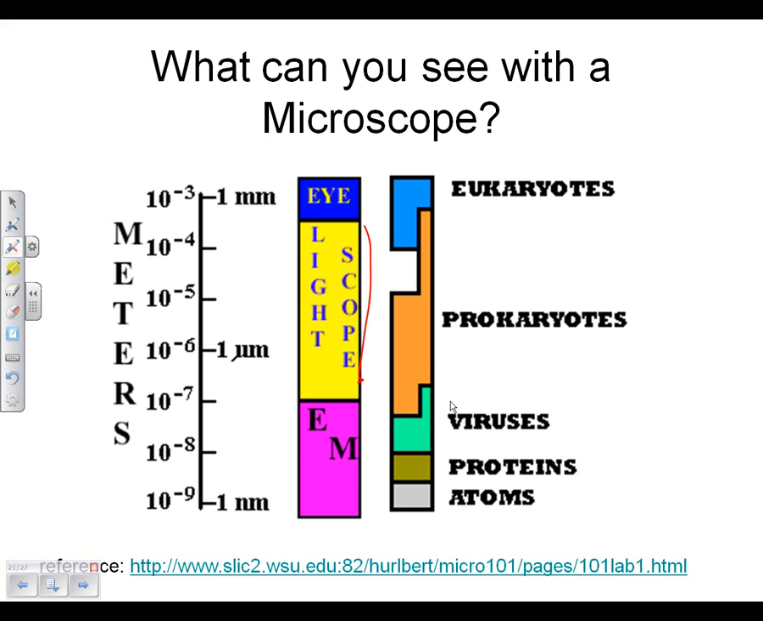There are a few viruses that are just big enough that you can see in the light microscope, but not many. And then everything else after that, most viruses, all the way down to proteins and atoms, you need to have some version of electron microscope to actually see. So this will just give you an idea of what you might need and what varying sizes of things you're going to be able to see depending on what you have available.